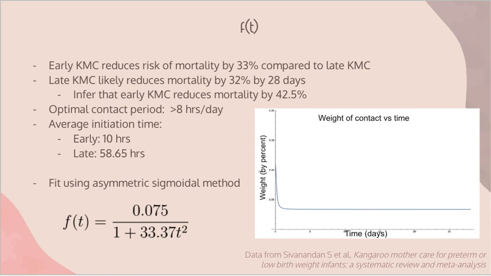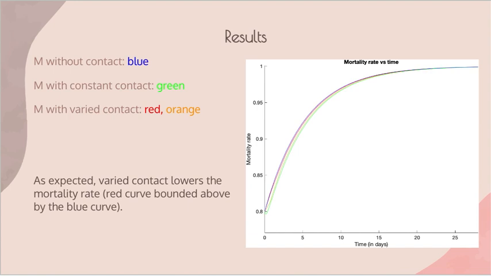The paper also notes that the optimal contact period is over 8 hours each day. We found that the average initiation time used by each study in this paper for early KMC was about 10 hours after birth, while late KMC was initiated at about 58.65 hours after birth. We used all this information and split up the percentages of reduction by each type of KMC over the 28-day period. We also assumed that the full reduction would be attained if contact was given for at least 8 hours a day. Finally, we fit this curve using the asymmetric sigmoidal method and yielded a function of the form 1 over 1 plus t squared. Using MATLAB and ODE45, we plotted trajectories for our mortality rate over 28 days.